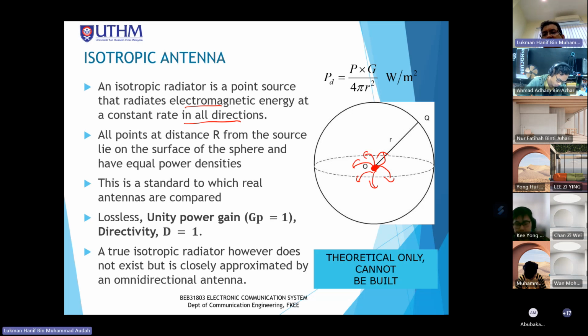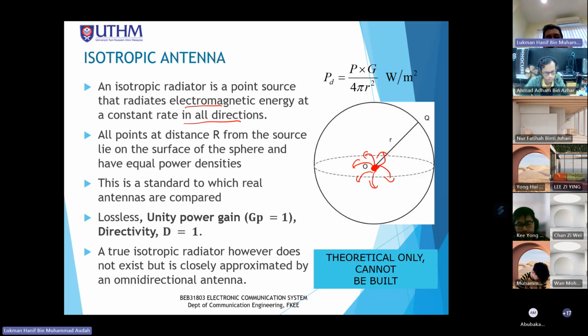Okay, so when it radiates the wave in all directions, we can see that the wave looks like a spherical wave, like a sphere. There are a few characteristics of the isotropic antenna. The first characteristic of the isotropic antenna is that the wave radiates in all directions.